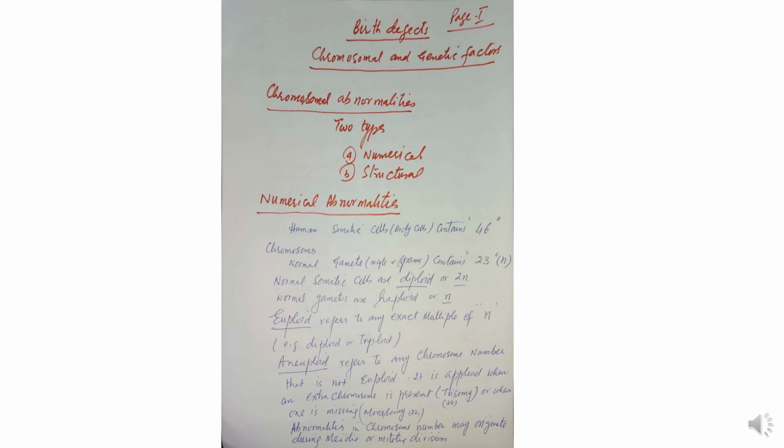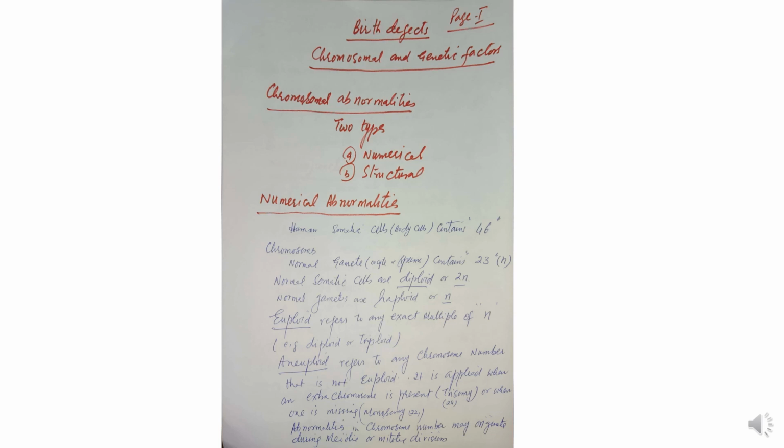That is structural abnormality. Numerical abnormality: human somatic cells, which are the body cells. There are two types of cells. The whole body cells, like upper limb, lower limb, liver, intestine, and other developing organs, are somatic cells. Whereas the term gametes is used for oocytes and sperms, which occur in the gonads, the ovaries and testes.